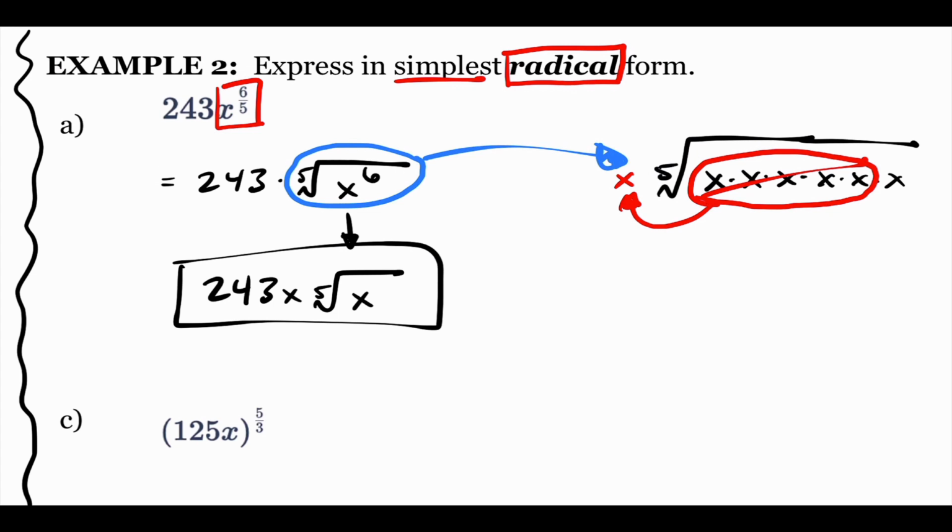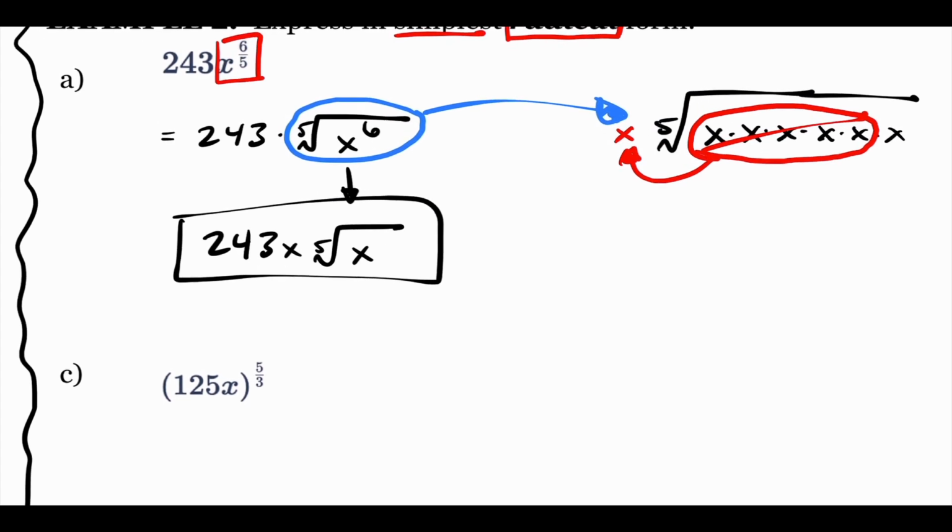You can write a little multiplication sign if you want. You don't need to do that, but you can if you want. Okay. All right. The second one should be letter B, but it's letter C.